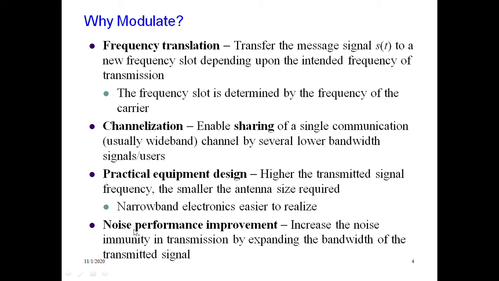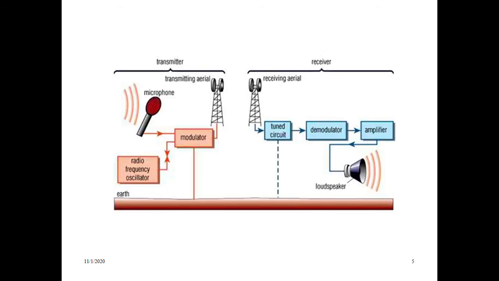The fourth one is performance improvement. That means we can increase the noise immunity. How? By expanding the bandwidth of the transmitted signal. So with the new frequency or the new modulated signal, it can reduce the noise and increase the noise immunity. So this is how it looks in a real life application.